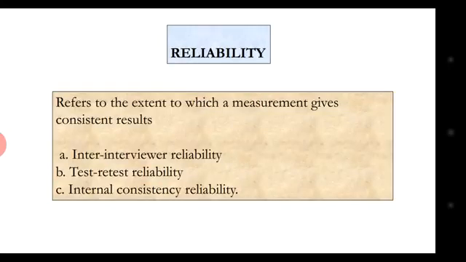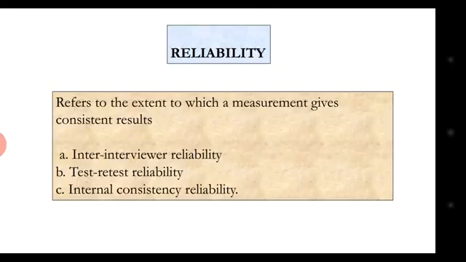Now we will move on to reliability. So what is reliability here? Reliability mainly refers to the extent to which a measurement gives consistent results. This is very important in going ahead with your pre-testing, checking whether the measurement is giving consistent results or not, because it is very important for us.